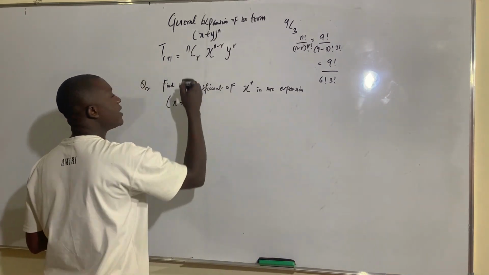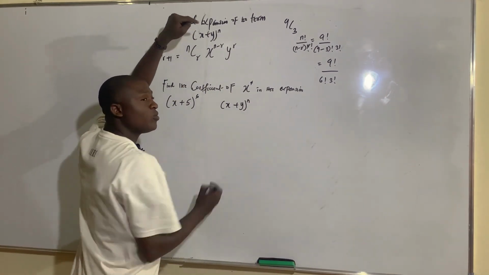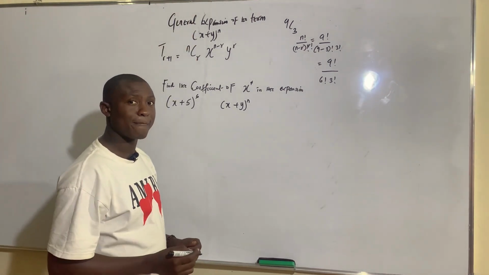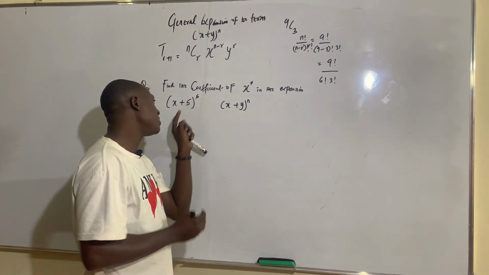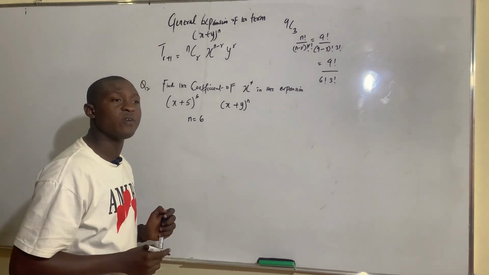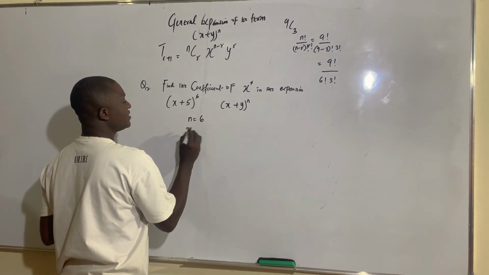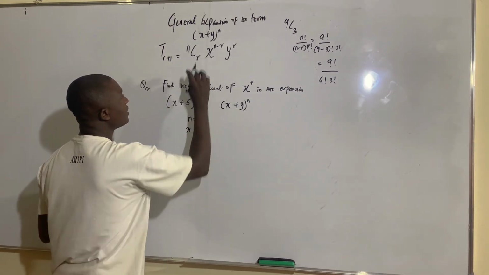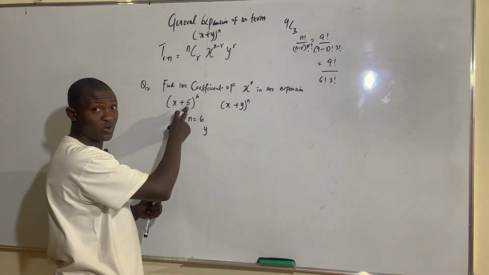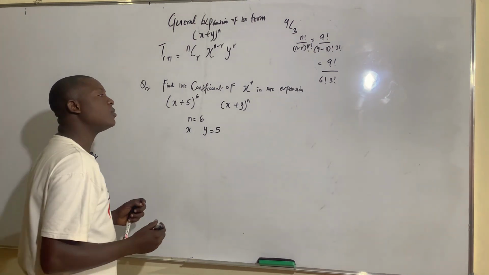Now, by comparison with this, that means here, what's going to be the value of n here? Yes, exactly. So the value of n here is going to be 6. And what's going to be the value of x? X is still x, right? Yeah. So x is x. And what's going to be our y? By comparison with this, that means our y here is equal to 5. Good. So now, let's substitute back to the formula.